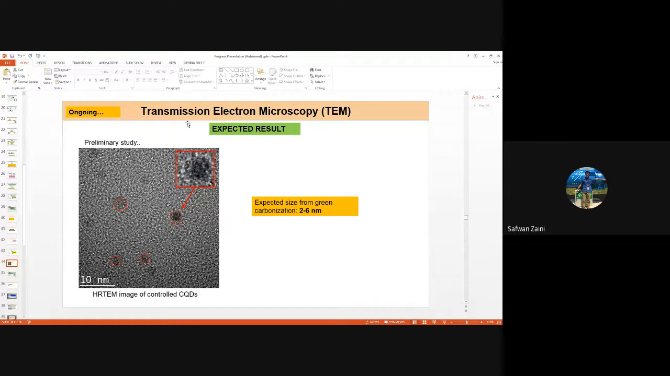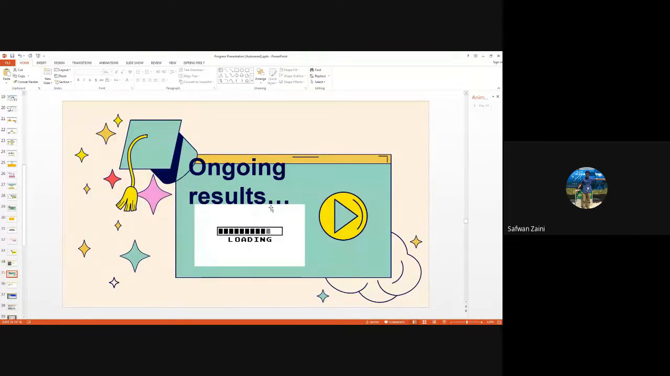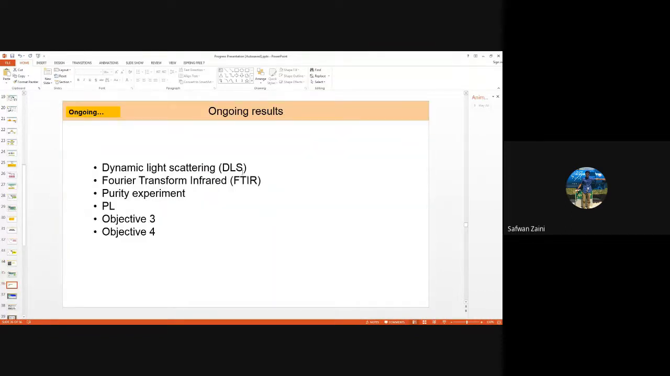For the expected result in TEM, we expect the size of the carbon quantum dots to be around 2 to 6 nanometer, as expected from the carbonization method. The results for DLS, FTIR, and the purity experiment by high performance liquid chromatography are ongoing, and then we would like to continue with objectives 3 and 4.